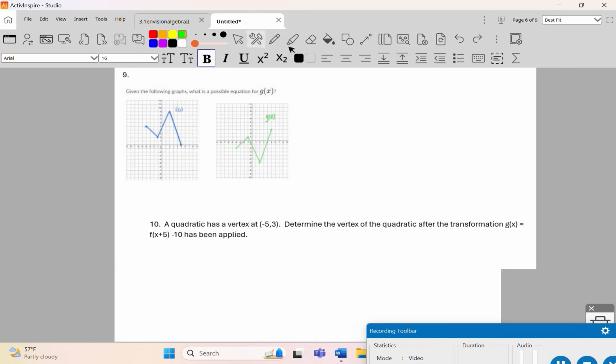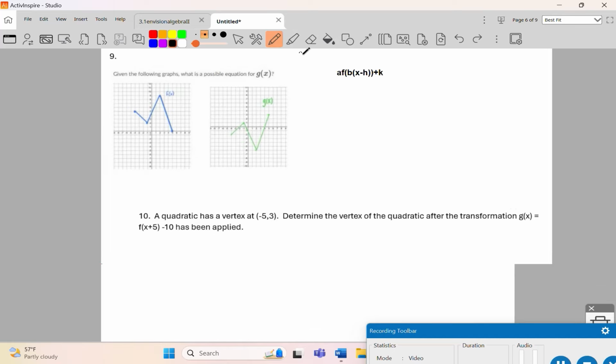All right, so you won't like 9 and 10 because of the notation they're using. And the notation they're using is this guy: a f of b times (x minus h), close, plus k. b is something that's very unlikely to be on your challenge exam, so we're just going to throw it away.